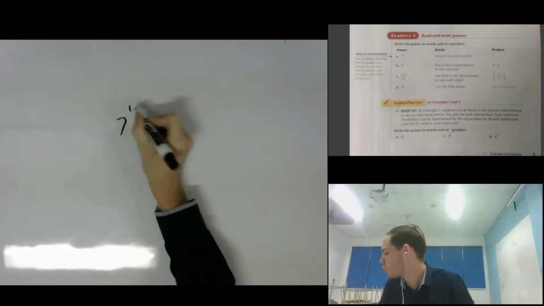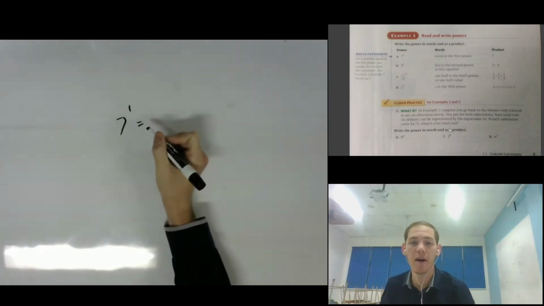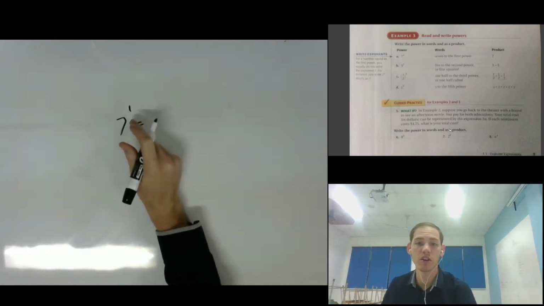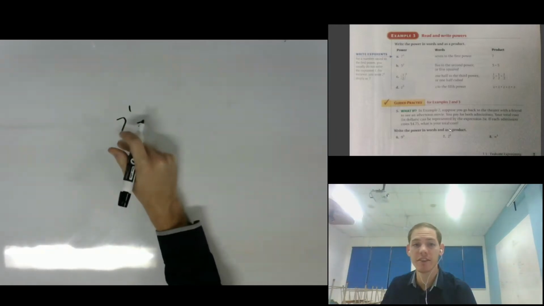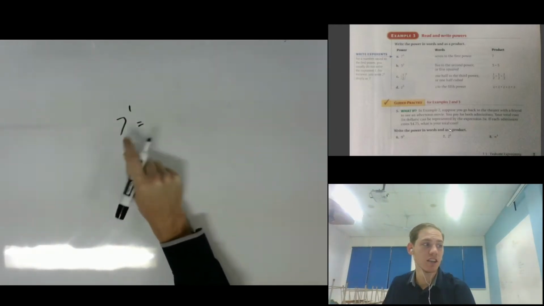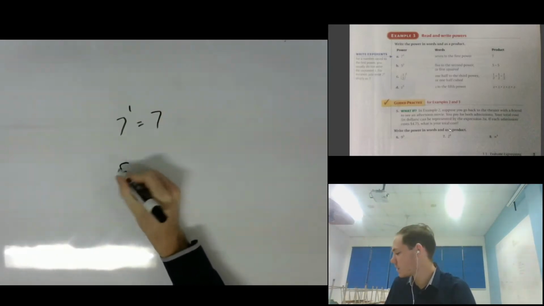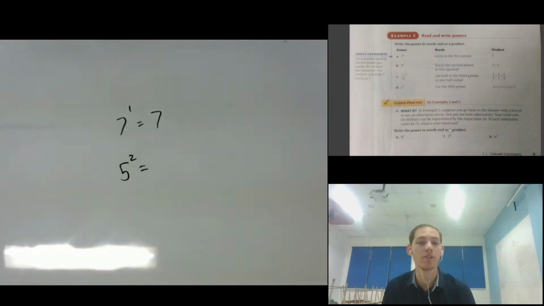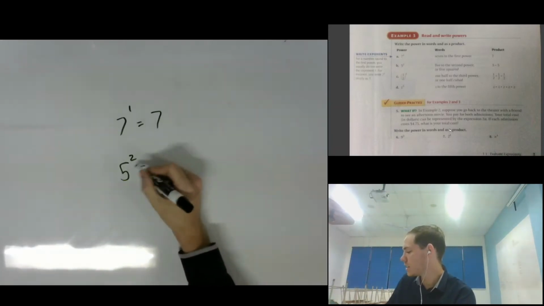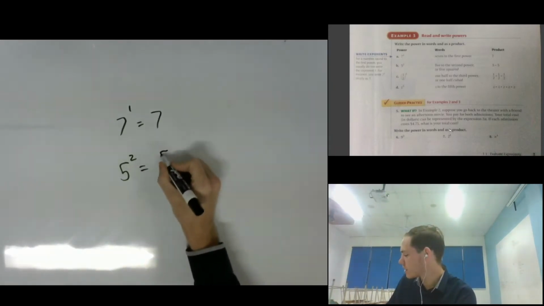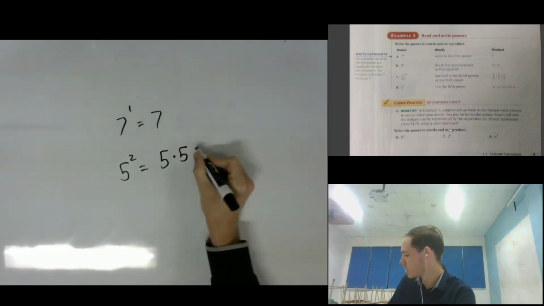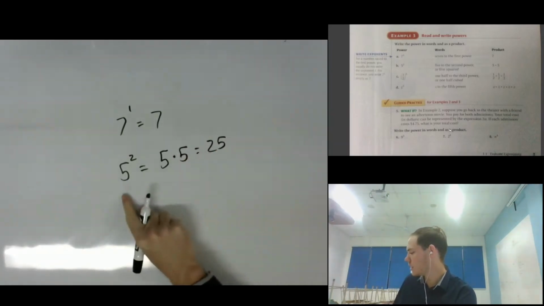So 7 to the 1, well, this is 7 to the first power, which means we write 7 as a factor, and it's only one factor of 7, so 7. What about 5 to the second power? How we read it is we say 5 to the second power or 5 squared. The squared is important because area is in that power. So this means we have 2 factors of 5. 1 factor of 5, 2 factors of 5. So 25 is 5 squared.